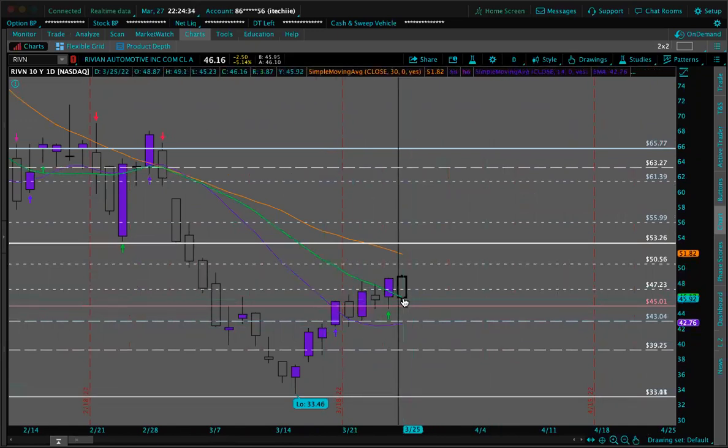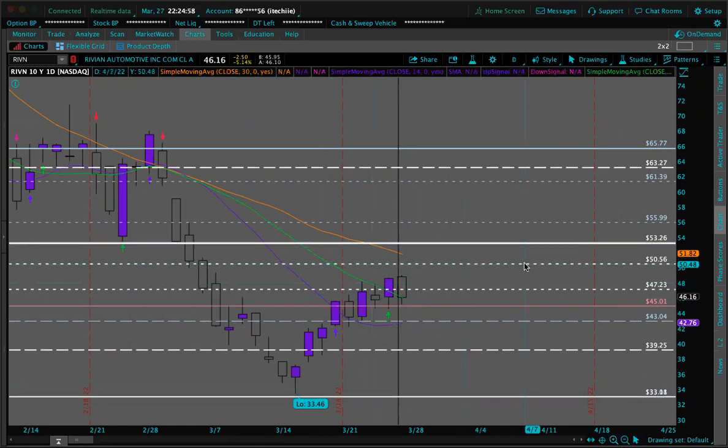We can see a nice hot dog here. I would like to see a retest of the 14 SMA, which is showing 46.12. We closed at 46.16. But I like to just see this 45.01 hold, and I like to see an inside up breaking 48.51. And I want to see a test of 50.56 to 51.82 this week. The real test is going to be 53.26. That's going to be very important. So that's the daily for Rivian, comparison to BYND.